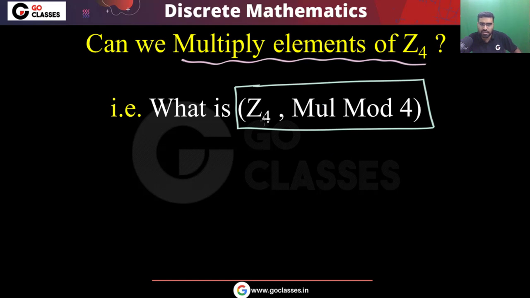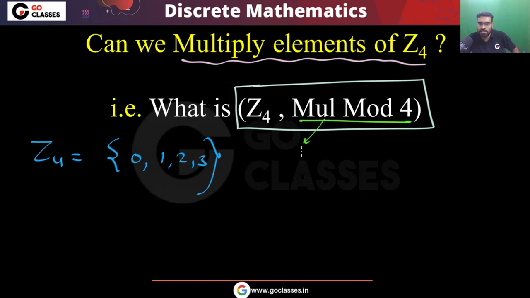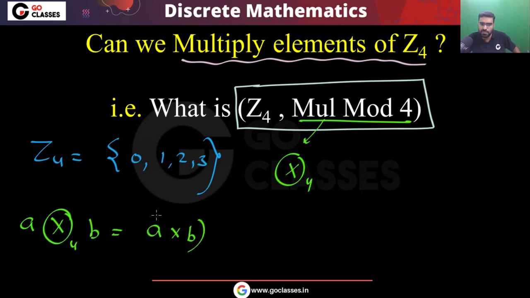Think about it. This is Z4 with multiplication modulo 4, and this means your base set. Remember, Z4 is 0, 1, 2, 3. This is your Z4. And what is the operation? The operation is multiplication modulo 4. So if I ask you what is A multiplication modulo 4 B, that will be equal to: first you multiply, and then you find the mod 4. This will be your A multiplication modulo 4 B.